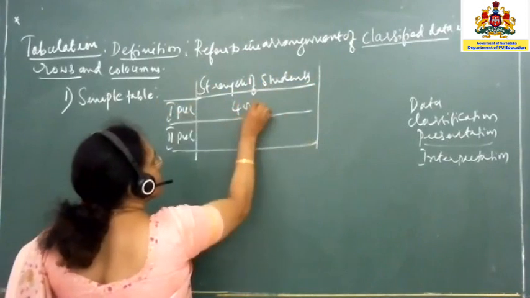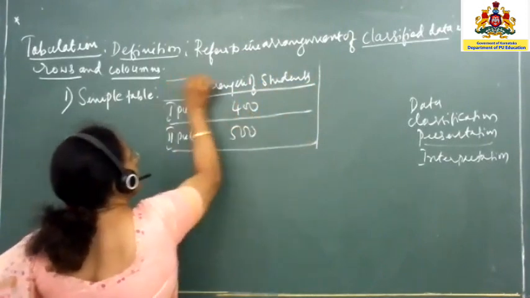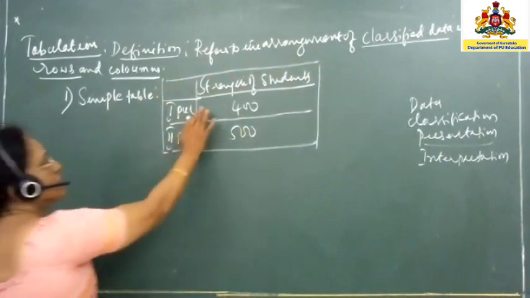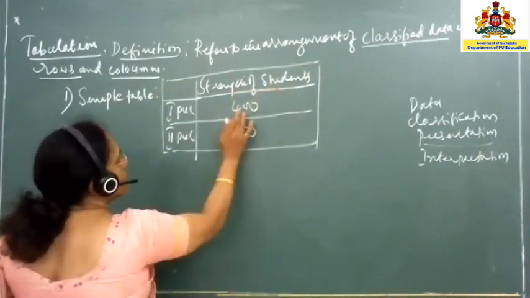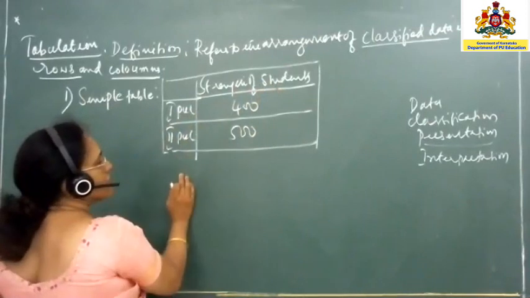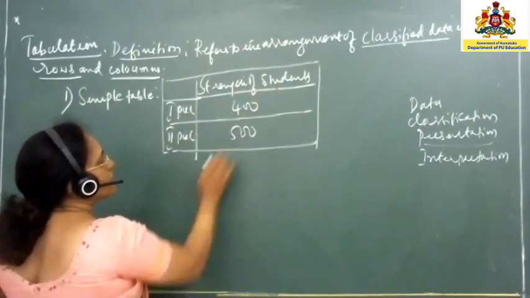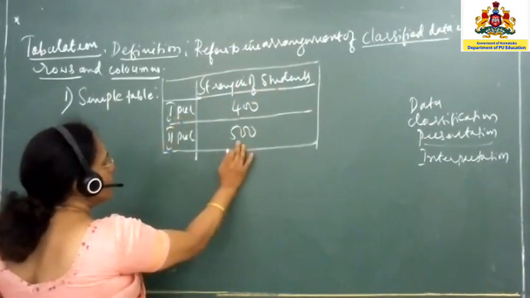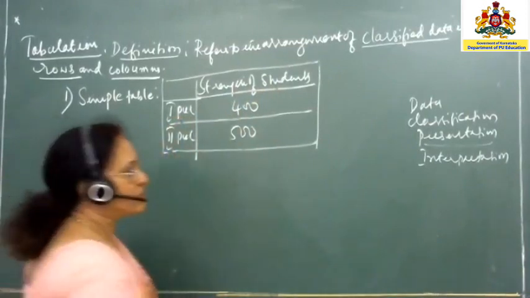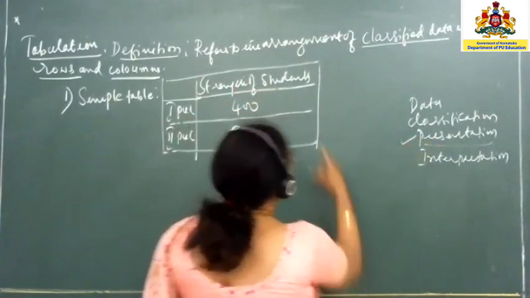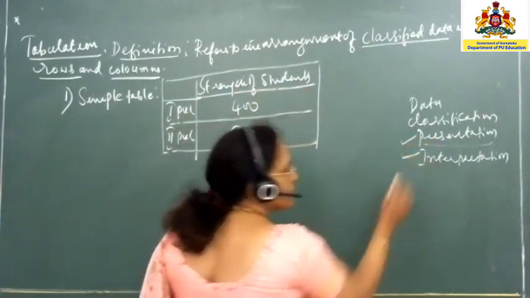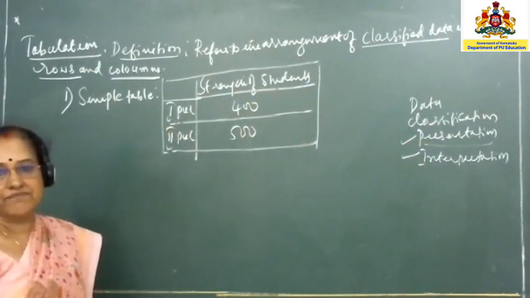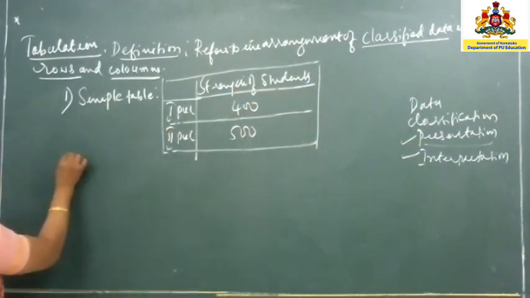Suppose I write some numbers, say 400 and 500. Does it look like a table? Of course, yes. This table gives you the strength of students in a college in different classes. What does this 400 mean? There are 400 students who are studying in first year PUC. There are 500 students who are studying in second PUC. In other words, you have presented this information in the table and then you are trying to draw the conclusion. Conclusion is nothing but your interpretation. Is it clear?